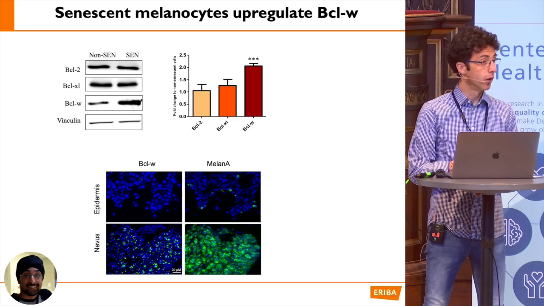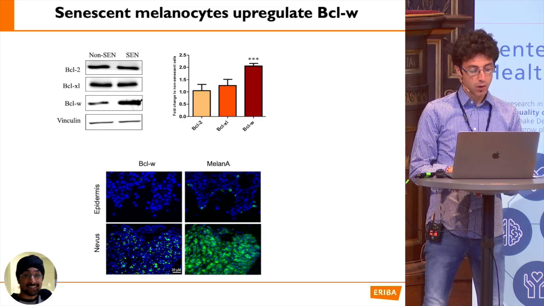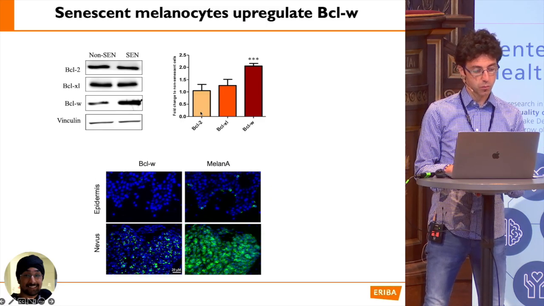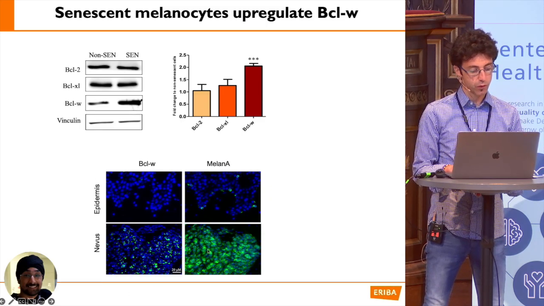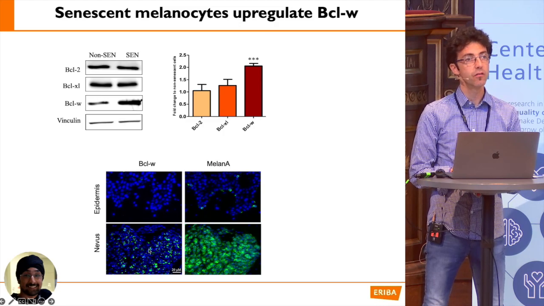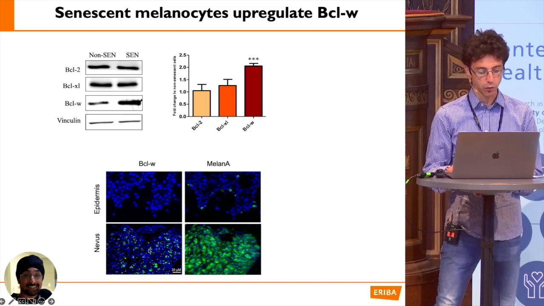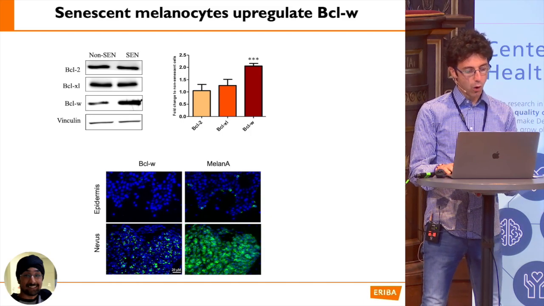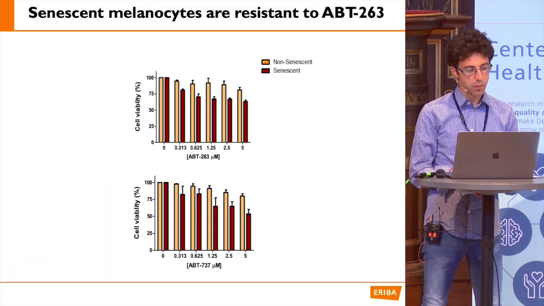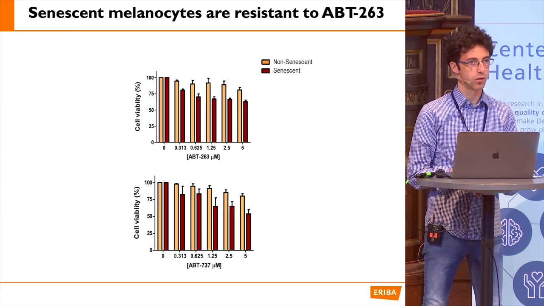And interestingly enough, we also looked into human nevi to see whether they were also expressing this protein, and it was the same. If you look in the nevi, you can see this upregulation of BCLW, this anti-apoptotic protein. So we were very hopeful that the cells were sensitive to ABT263, but unfortunately this was not the case.